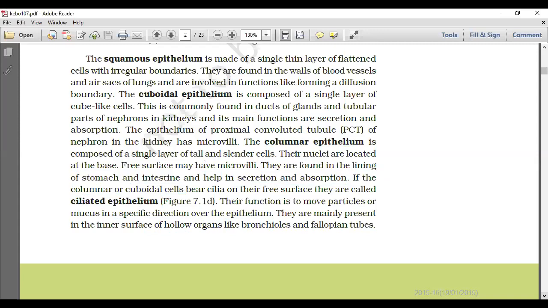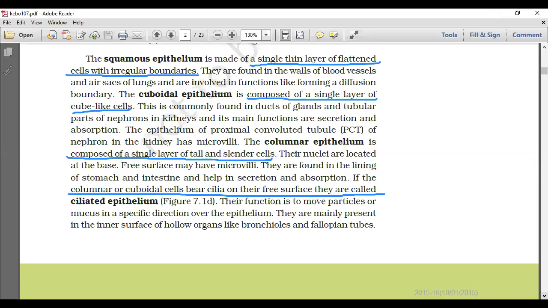So, the simple squamous epithelium is a single thin layer of flattened cells with irregular boundaries. The cuboidal epithelium is composed of a single layer of cube-like cells. Columnar epithelium is composed of a single layer of tall and slender cells. Ciliated epithelium: the columnar or cuboidal cells bear cilia on their free surfaces.